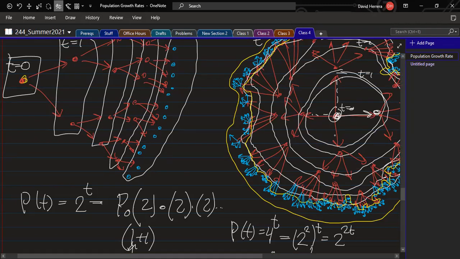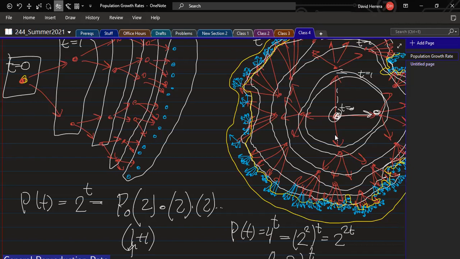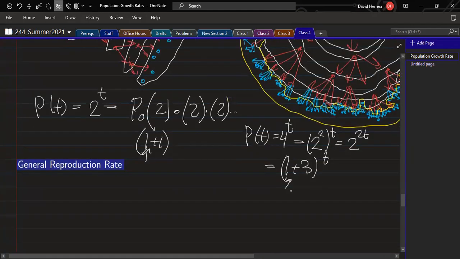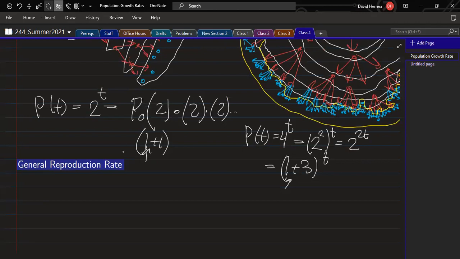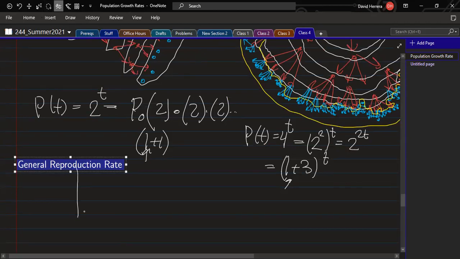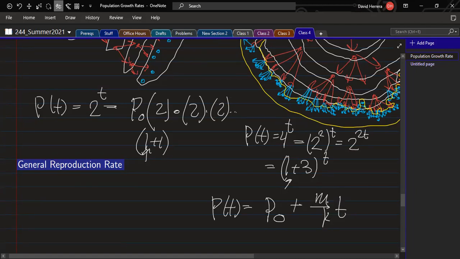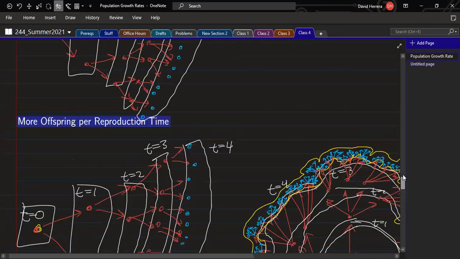And this kind of format makes it very similar to the situation we had earlier, by earlier, I mean with the linear growth, because the linear growth was P of t is P naught plus M over K times t, just a linear growth. And oh, there was a P naught here. Oh, I totally missed that in the formula.